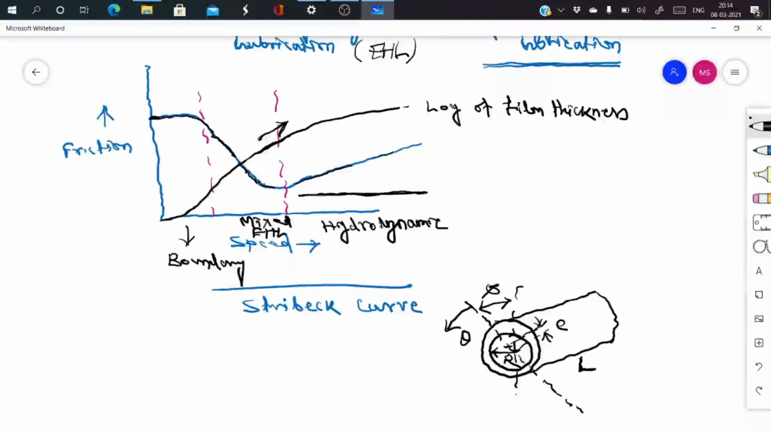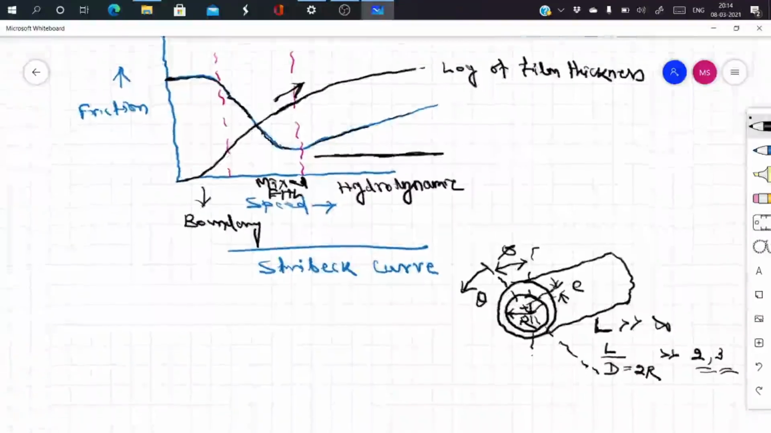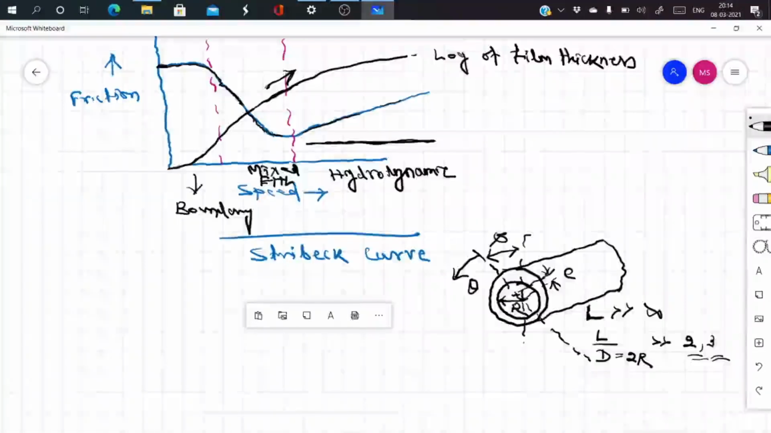Now if you take L to be very large, let's say infinite, generally we take the ratio L by D, where D is basically twice R, the radius of the journal. So this has to be very high. Even if you take 2 or 3, this derivation will still be valid. That will be considered high as long as it is not 1.